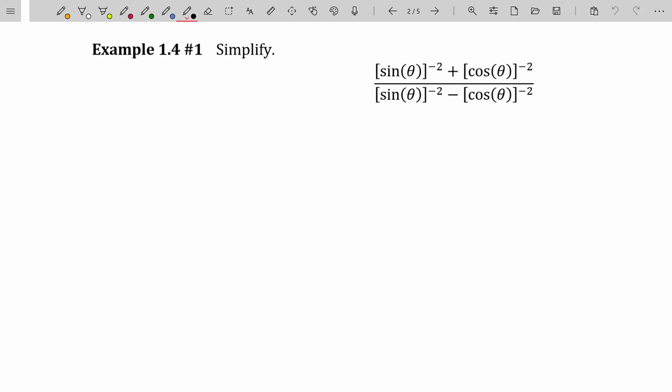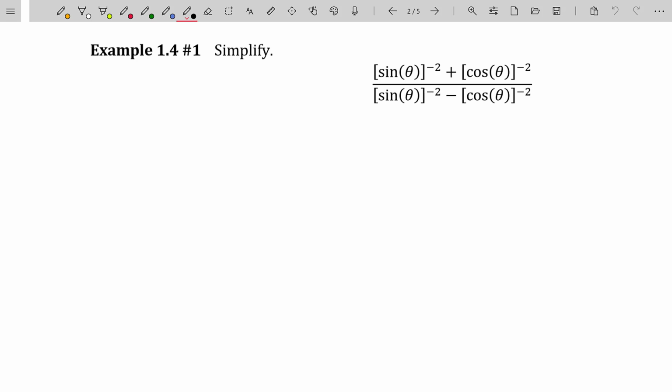At this point, you should pretty much recall how to simplify compound rational expressions, so I'm not going to have to write down a method here. Instead, I'm going to showcase the method. So simplify this compound rational expression.